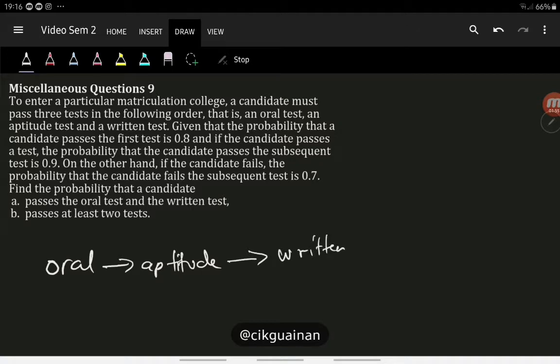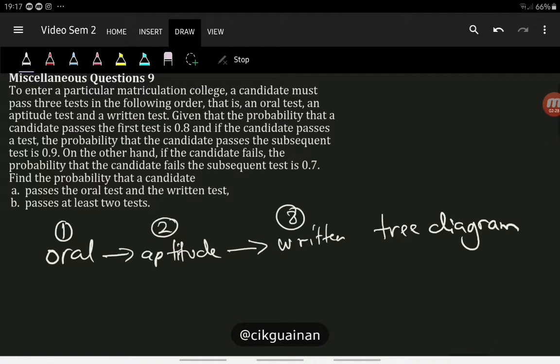So when we have this sort of thing, it's a flow of process. This is the first process, this is the second process, this is the third process. So the most suitable way to solve it is by using a tree diagram. So we have the idea. It's about a flow of a process. You have to do something first and then you do something else later. That's why we have to do 3 stages in the diagram.